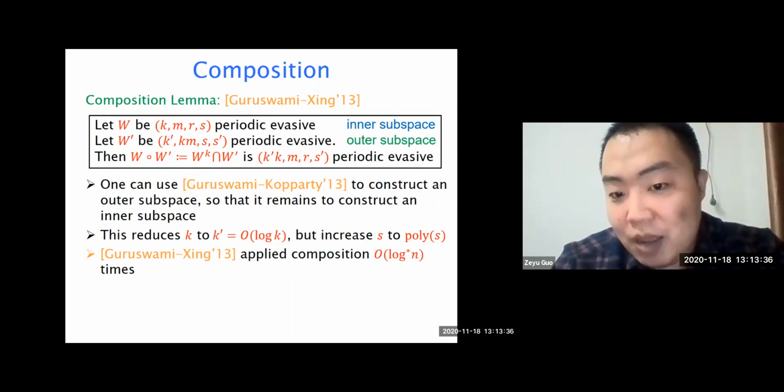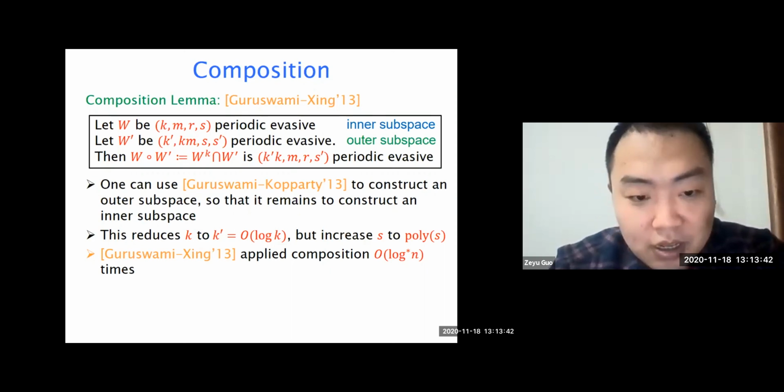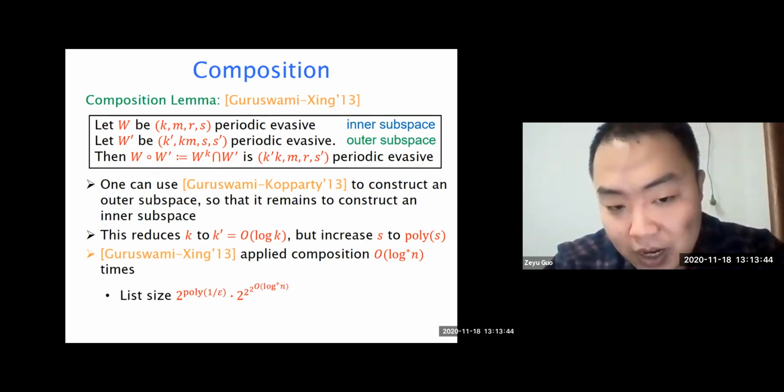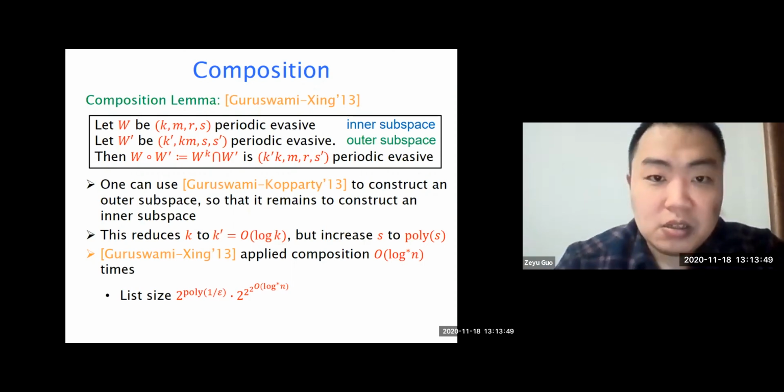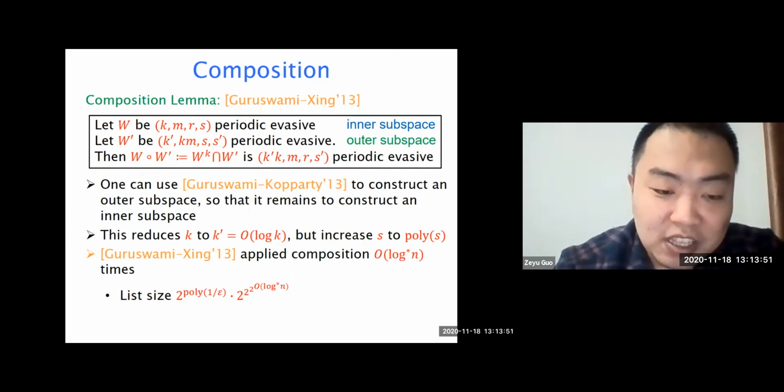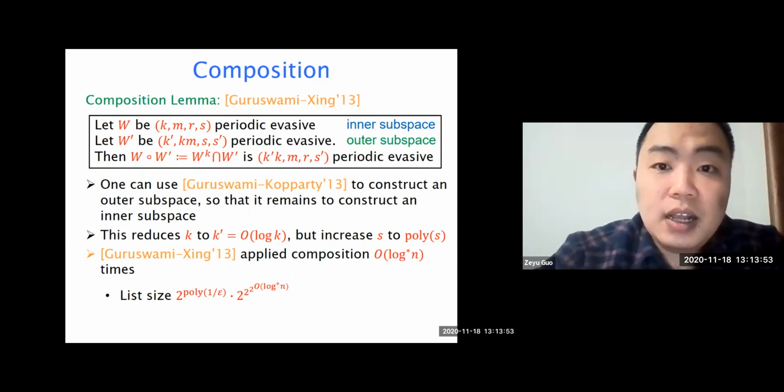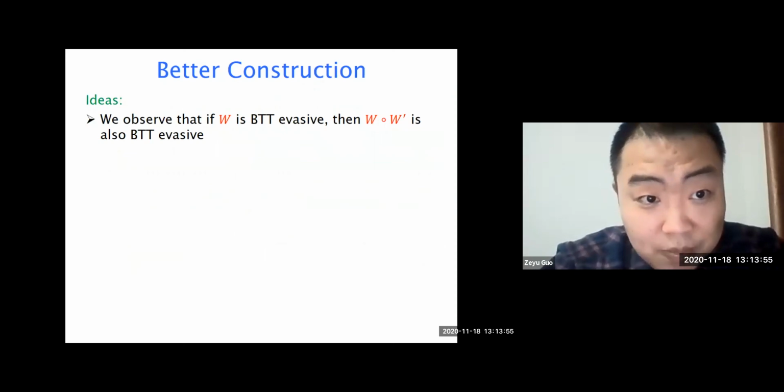But because each time when we do composition, it increases S to poly S, and we do it a super constant number of times, in the end, this size is super constant. It depends on log n star. So to get constant list, we need some new idea. And here we give a better construction with some new ideas.